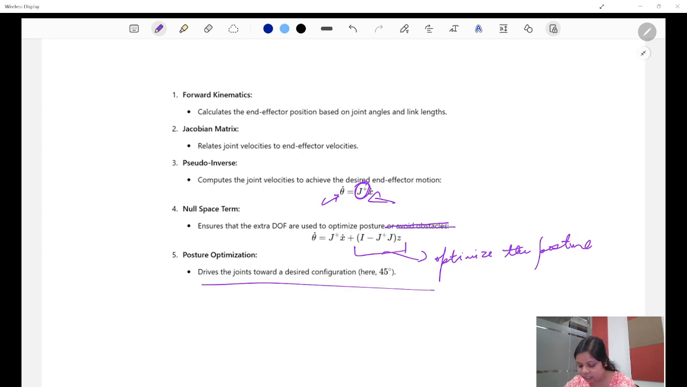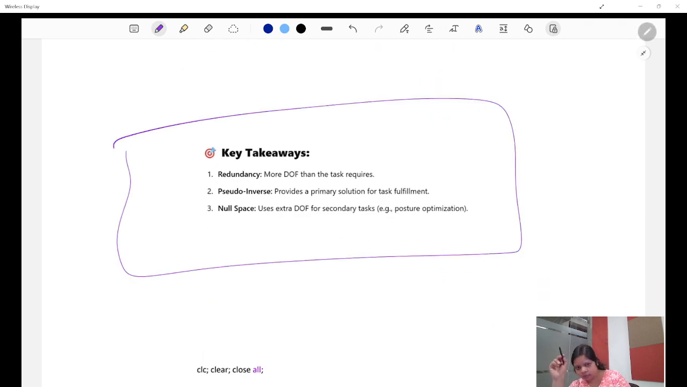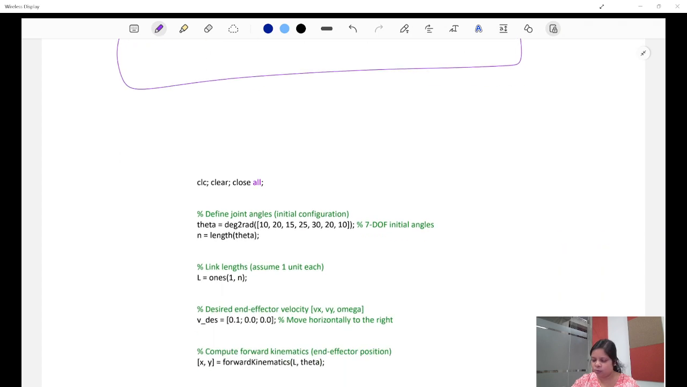Now let's see how we go with it. The key takeaways from here are that you get to know the concept of redundancy, having more degrees of freedom than what the task actually requires. We'll be using them for posture optimization. The pseudo inverse provides a primary solution for task fulfillment. You get to know what joint velocity you should have to achieve the end effector velocity that you're talking about. And the null space uses extra degrees of freedom for secondary tasks, that is, posture optimization. All right, now let's move to the code.